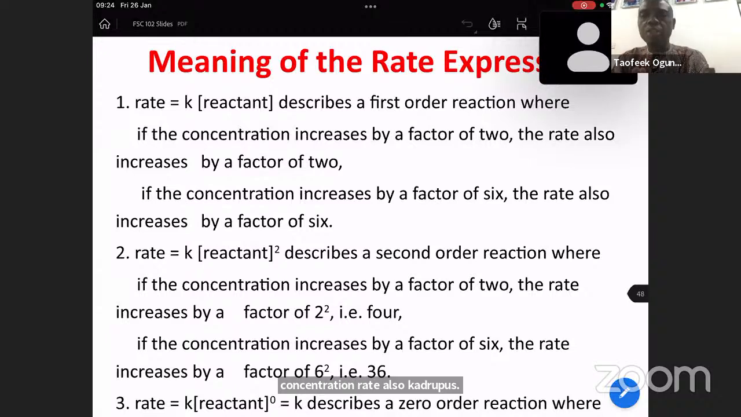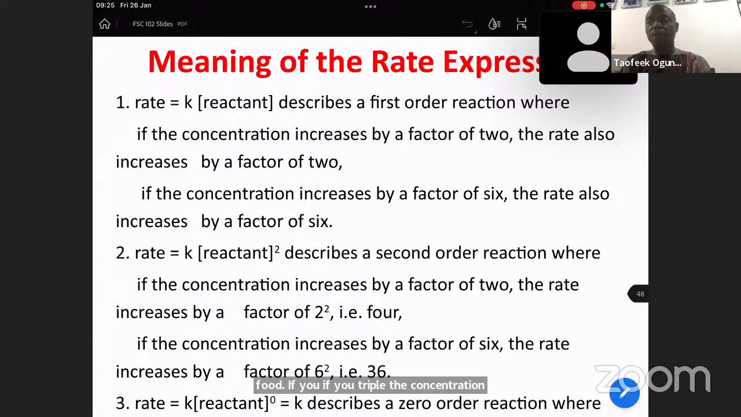For a second order reaction, whatever you do to concentration, you see it twofold in the rate of reaction. If you double the concentration, rate will come in fourfold. If you triple the concentration, rate will come in ninefold.